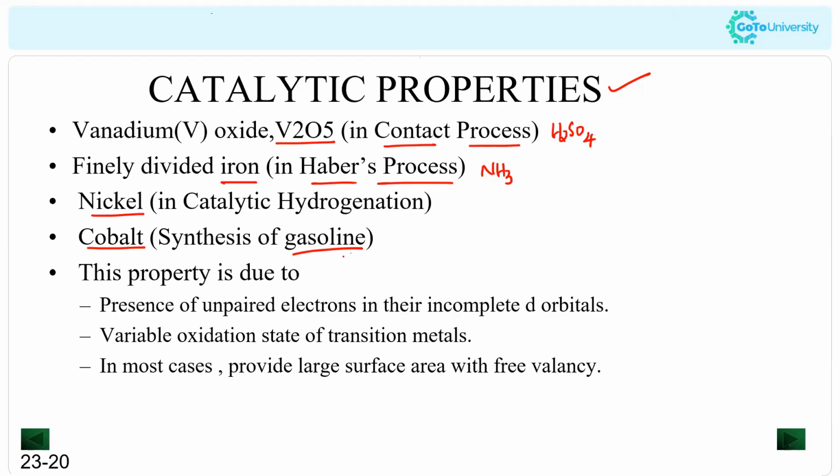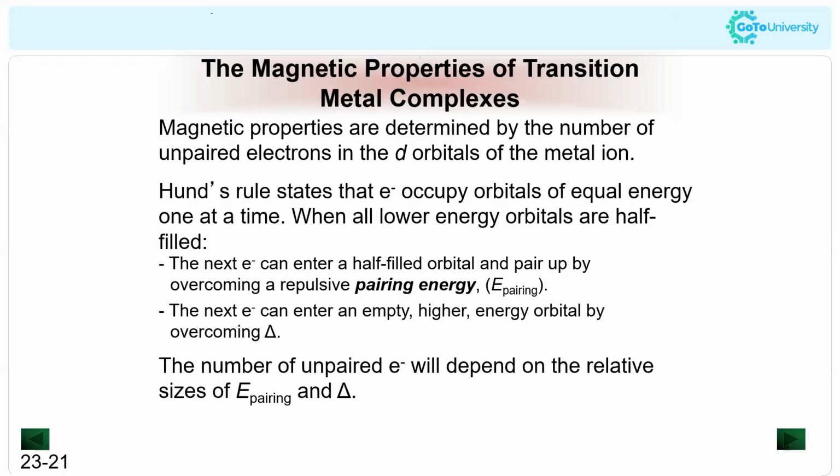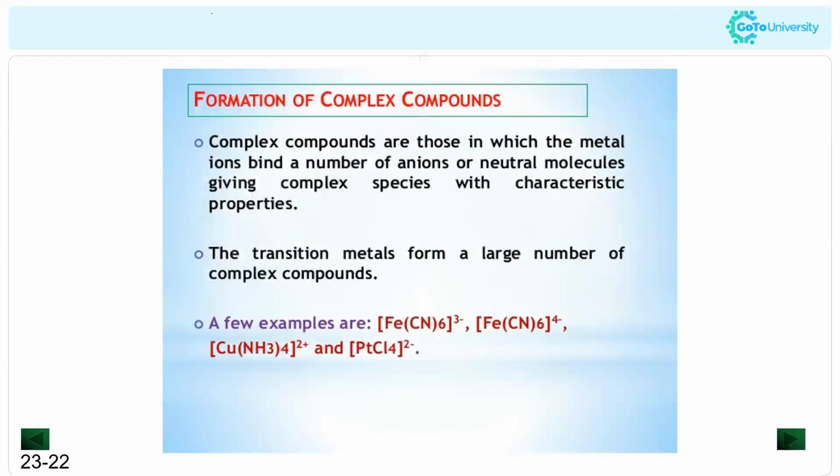So why are they showing the catalytic property? This is due to the presence of unpaired electrons in their incomplete d orbitals. This is one reason. Another one, they can show variable oxidation states, so they can produce intermediates in between. That is one more reason for their catalytic property. Now the next one, they have a large surface area, because a catalyst works by providing the surface area for the reaction, right? So they can provide the surface area with free valency. That is also important. The magnetic properties can be determined by the d-d transition and so on.